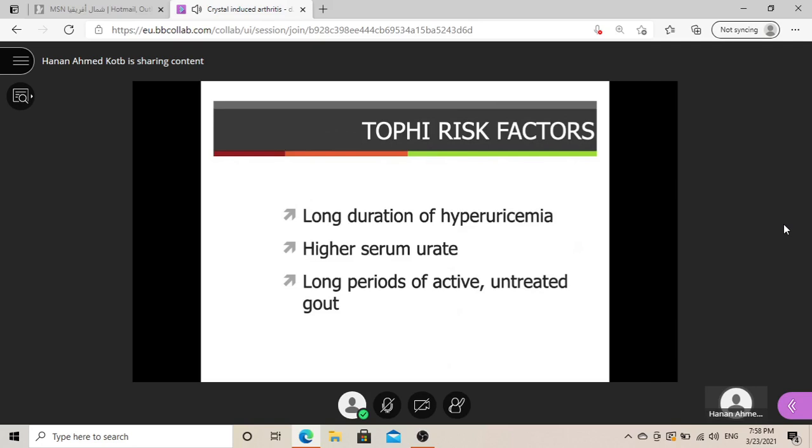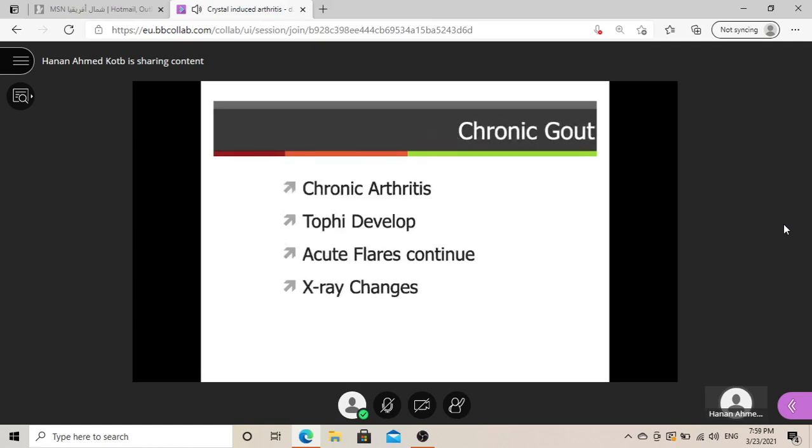What are the tophi risk factors? هيبقى most probably long duration of hyperuricemia، كل ما يبقى serum urate level higher، and long periods of active untreated gout، اللي هو في chronic tophaceous gout. So we find that chronic gout is characterized by chronic arthritis، tophi that develop، and still acute flares continue. And very characteristic، we have the X-ray changes.